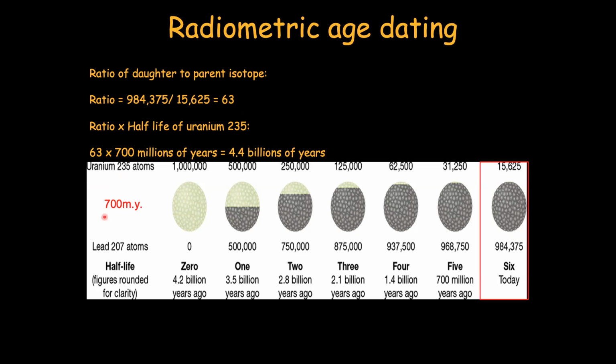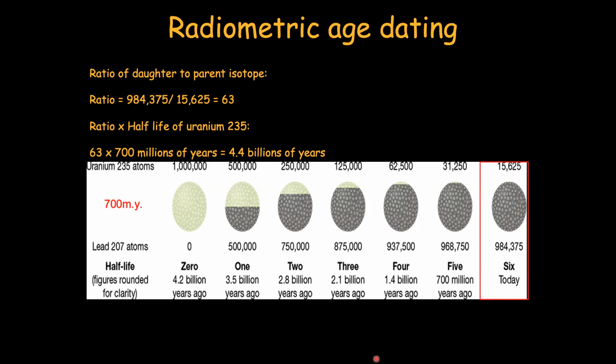If you know the half-life of the parent isotope, you can multiply the half-life by the ratio of parent to daughter isotope, so 63 times 700 million years, to get the age of your rock. In this case, 4.4 billion years. So that would be the age of this rock.